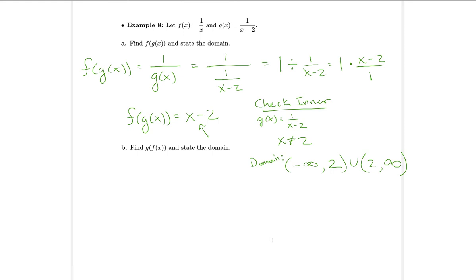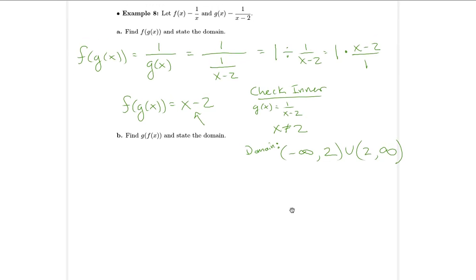All right, well, let's do one more here. So same functions, but let's go ahead and do the other way, right? G of f of x this time. So G of f of x. Okay, well, anywhere I see an x, right? I'm putting f of x in the function g. So this is 1 over f of x minus 2. Right? But we know that f of x is 1 over x. So I replace f of x with that.